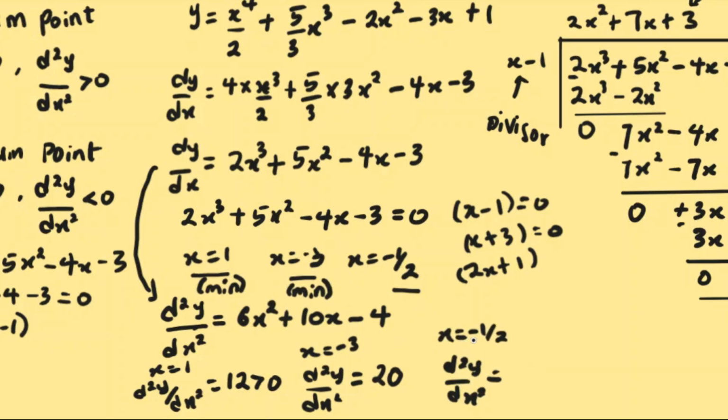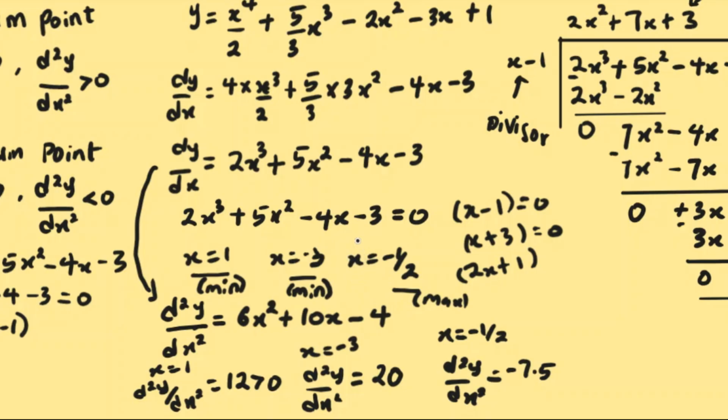Now, minus 1 over 2. When x is equal to minus 1 over 2, we repeat the same process. This will give us 6 times minus 1 over 2 raised to the power of 2 plus 10 times minus 1 over 2 minus 4, and this gives us d²y/dx² to be minus 7.5. Since minus 7.5 is less than 0, it means that minus 1 over 2 is a maximum point.